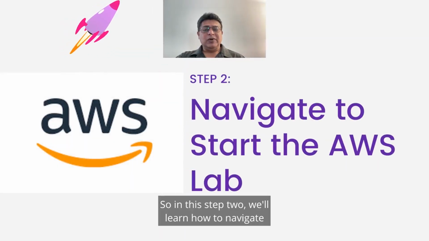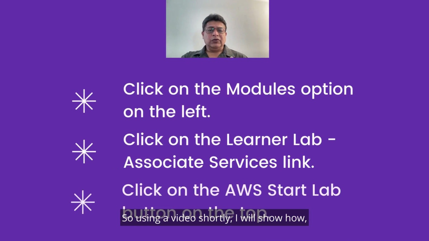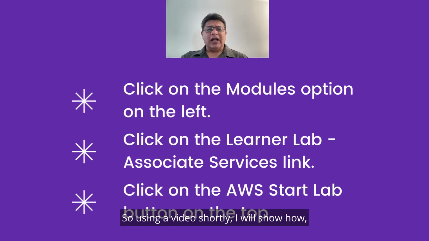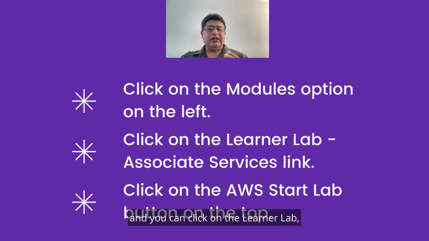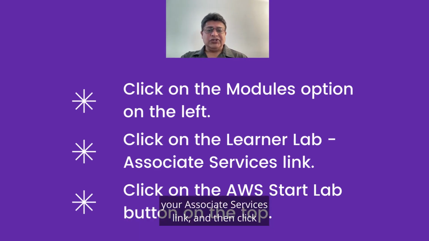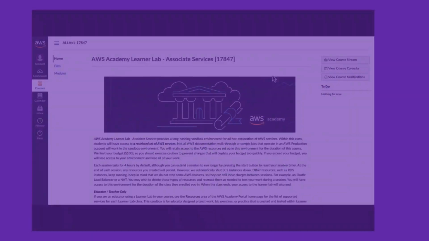In this step 2, we'll learn how to navigate to start the AWS Lab. Using a video shortly, I'll show how once you're logged into the lab, you can click on the modules option on the left. You can click on the Learner Lab Associate Services link, and then click on the AWS Start Lab button on the top. Okay, so over to the video.